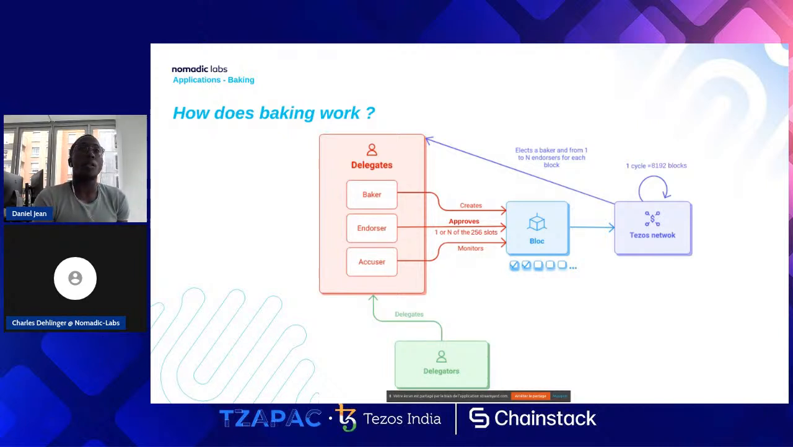You have also a characteristic called the delegator. A delegator is just an XTZ token holder who decides to sign a transaction on the blockchain to say, okay, I have this amount of XTZ and I allow these delegates to participate in the Tezos blockchain by creating blocks and voting for the amendments on my behalf.